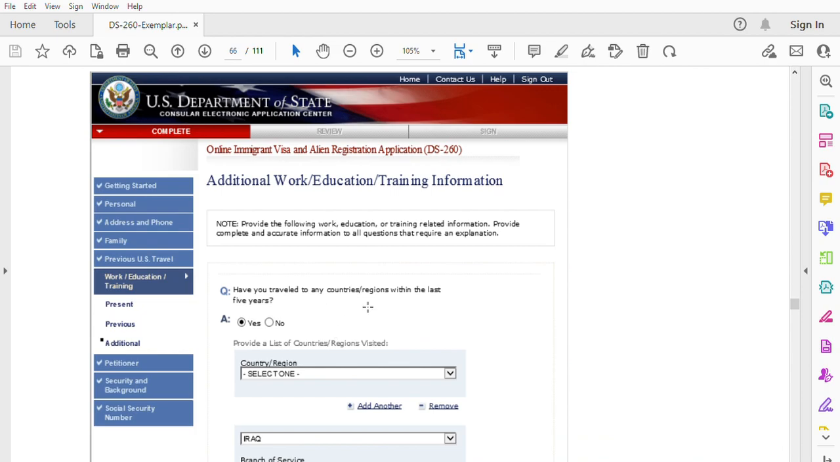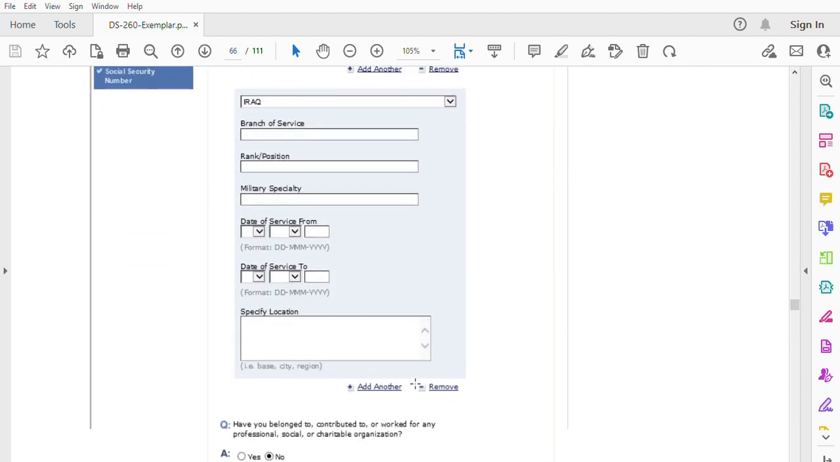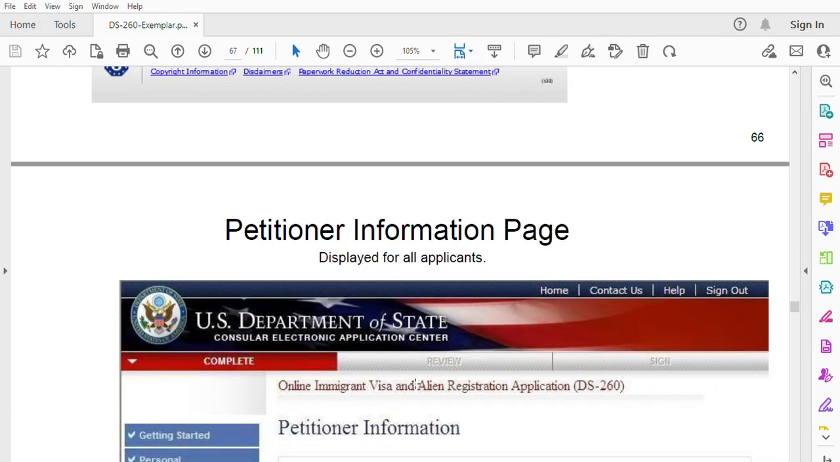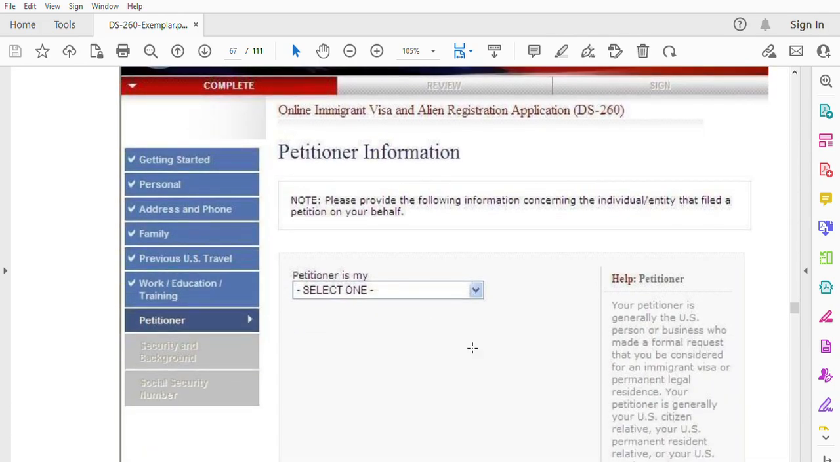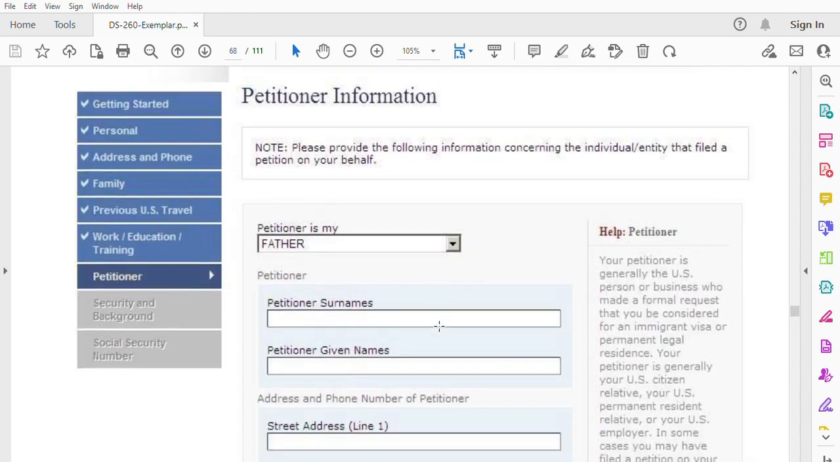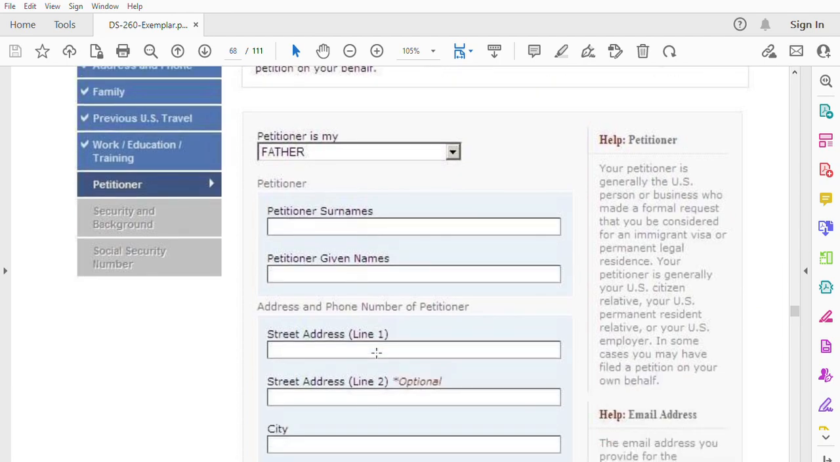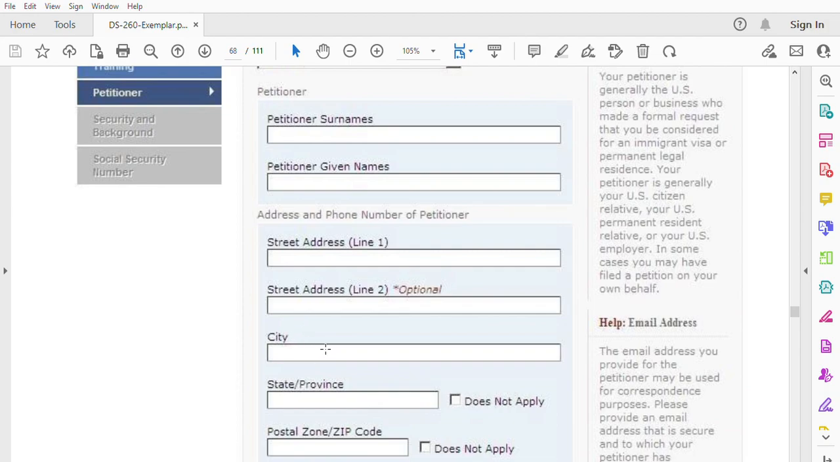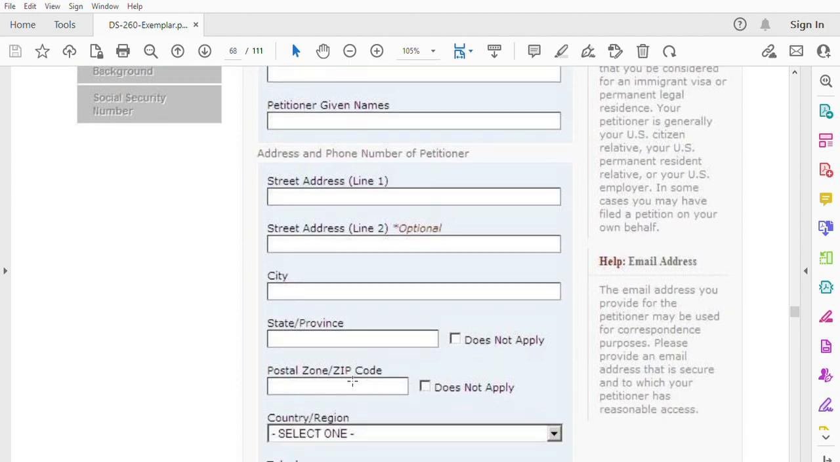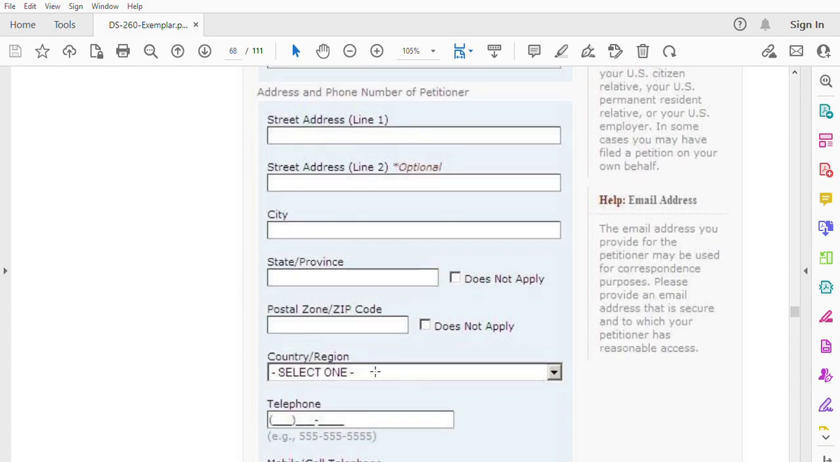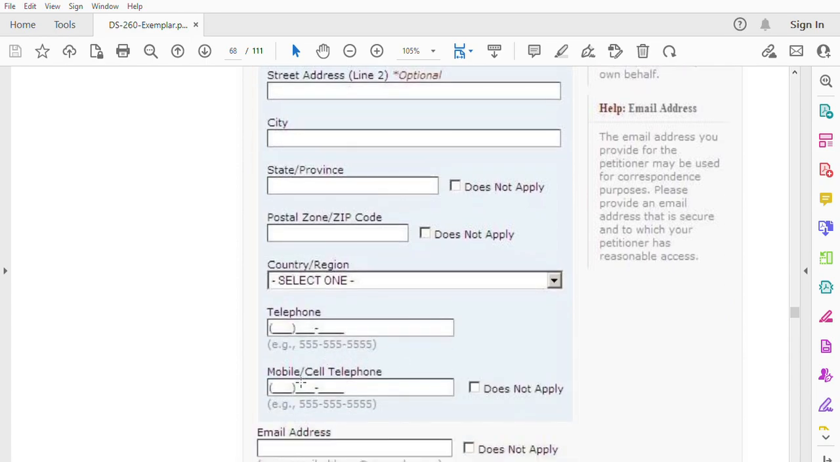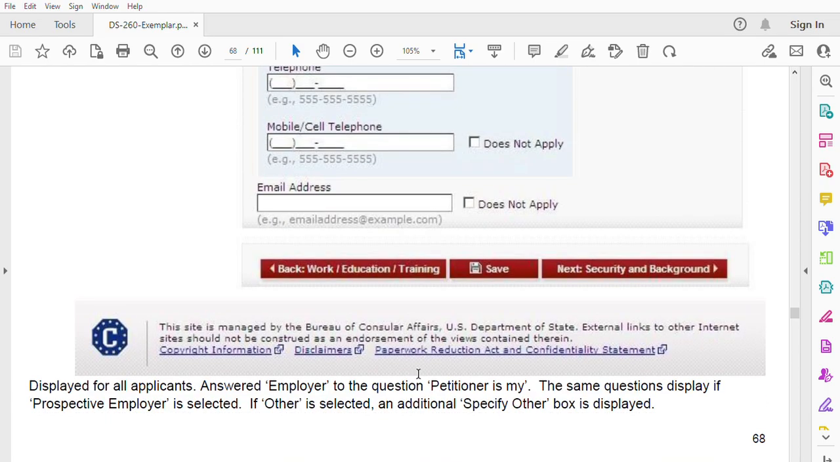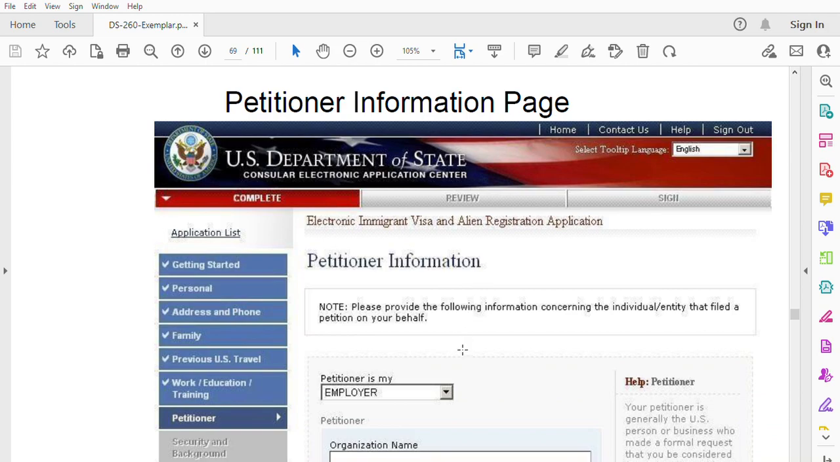So have you ever traveled? We're still talking about the same thing right here. They give you an example. Same thing over here. Now we start talking about the petitioner. The petitioner in my example is my spouse. It depends on your case. The petitioner is my father or my spouse. Petitioner last name, first name, street address, city, state, province or zip code, country, telephone, mobile, email address.